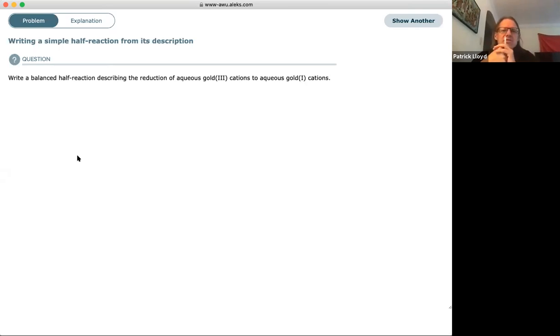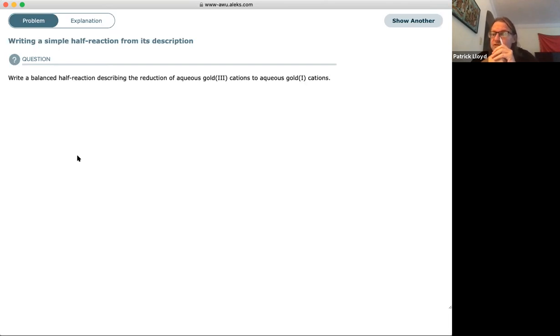Okay, write the balanced half reaction describing the reduction of aqueous gold 3 cations. It's telling you it's reduction. They don't have to tell you it's reduction, but they do. It's going from gold 3, so that means gold plus 3, into gold 1, gold plus 1. So when you see those Roman numerals, that's telling you the charge of the metal, okay?